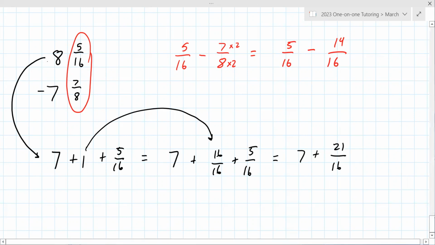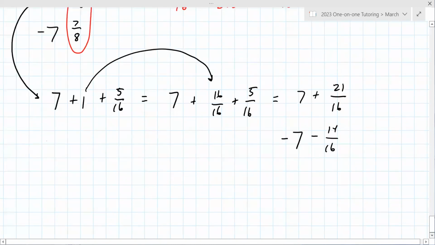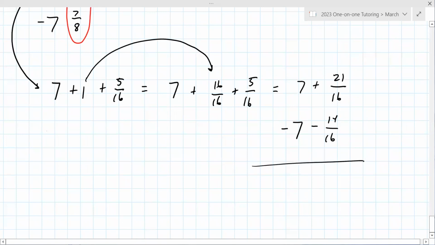All right, now the bottom one, and this is awful, but the bottom one is minus 7 and then 14 over 16. And that comes from up here. Okay, so let's just work the problem from here. What is 7 minus 7? 0.